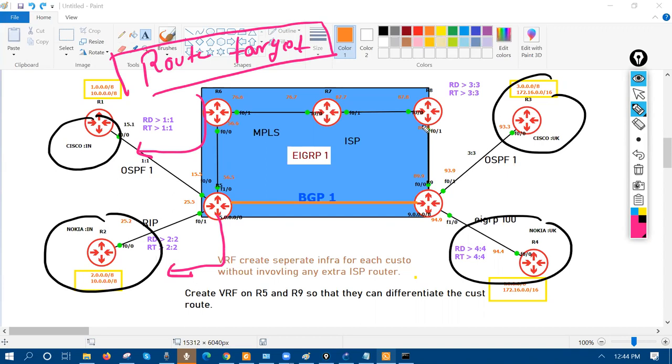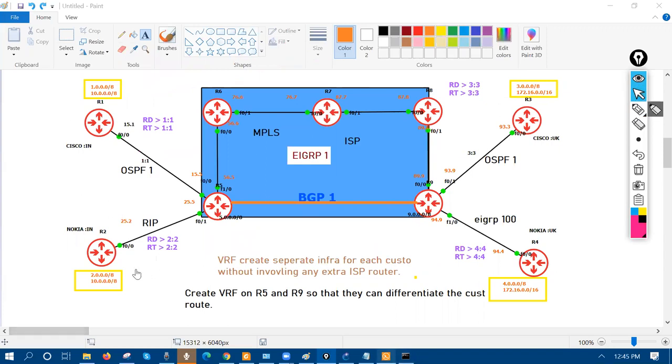For this customer, we have to define the special RT value. RT and RD are different terms. RD is just going to make the route unique. RT is just going to tell you where I should install this information and where I need to advertise this information. Both are different things, right?